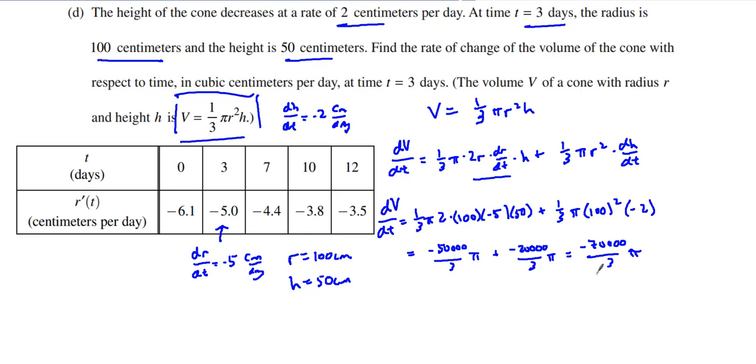Now let's think about the units here. We had this 100 is centimeters. This negative 5 was centimeters per day, and this 50 was centimeters. So we have centimeters cubed per day. It's going to be the same over here. This guy was centimeters, and it was being squared. This was centimeters per day. And so what is this negative 70,000 over 3 pi? That's centimeters cubed per day. And let's think about the change in volume. Volume is centimeters cubed, length times width times height. And in this case, it's the volume of a cone. And time is per day.